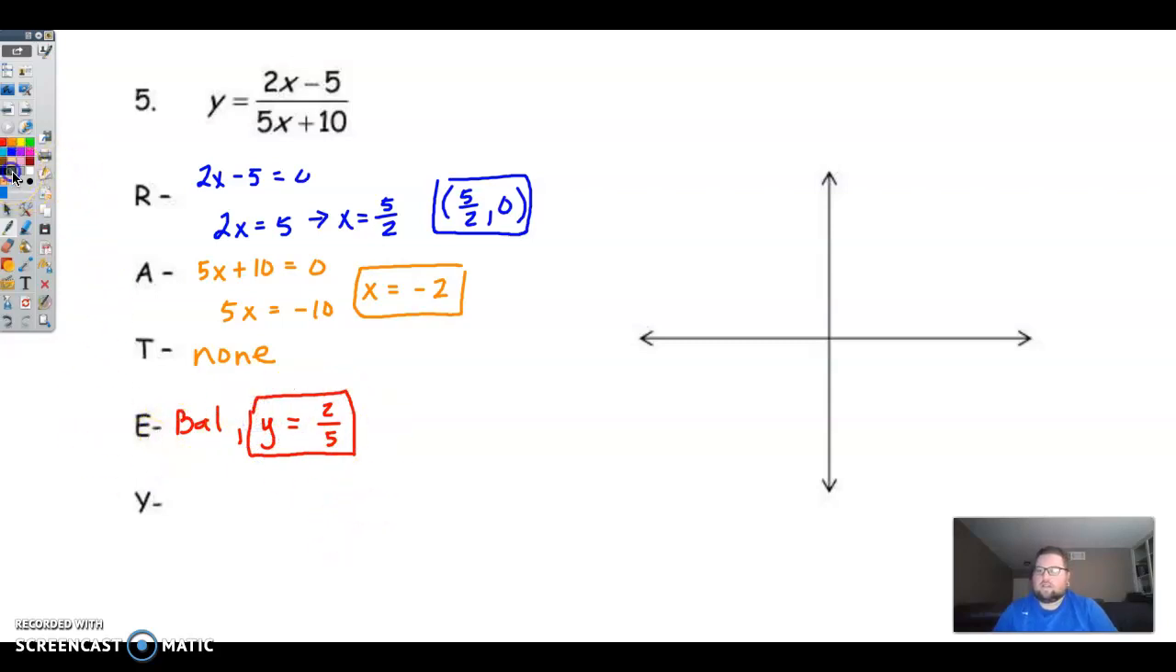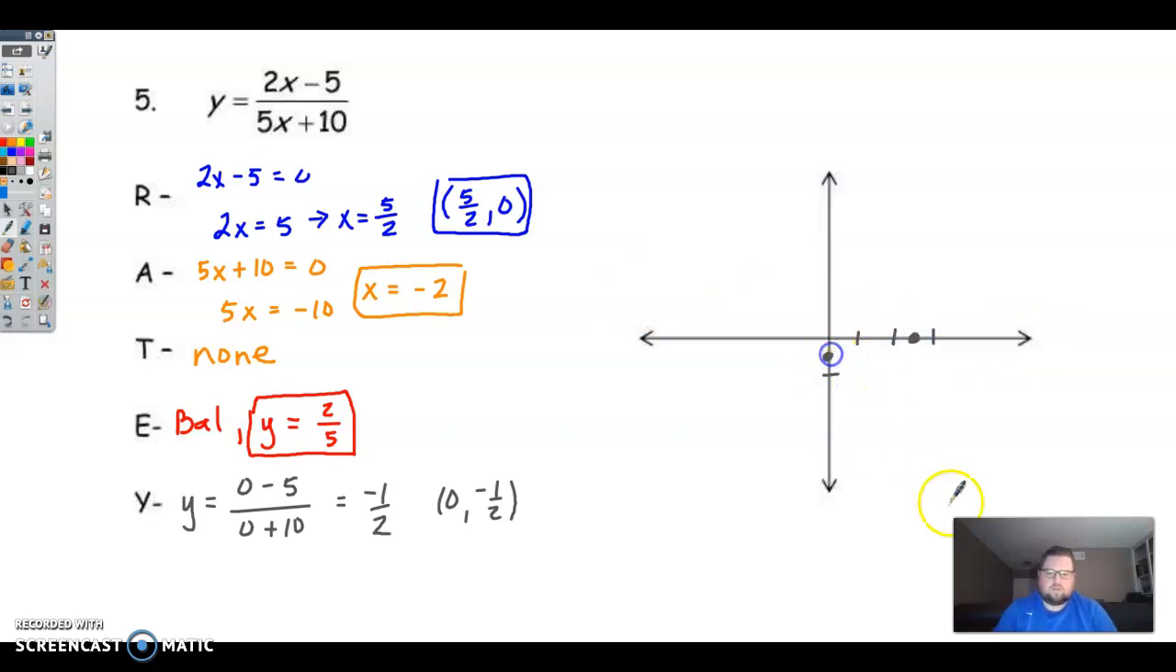All right, and lastly, we have our y-intercept. We need to plug in 0 for x. So 0 minus 5 over 0 plus 10. Negative 5 divided by 10 reduces to negative 1/2. So 0, negative 1/2.